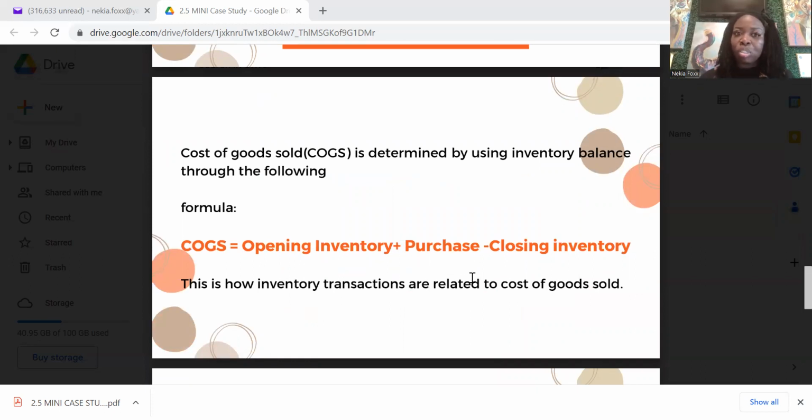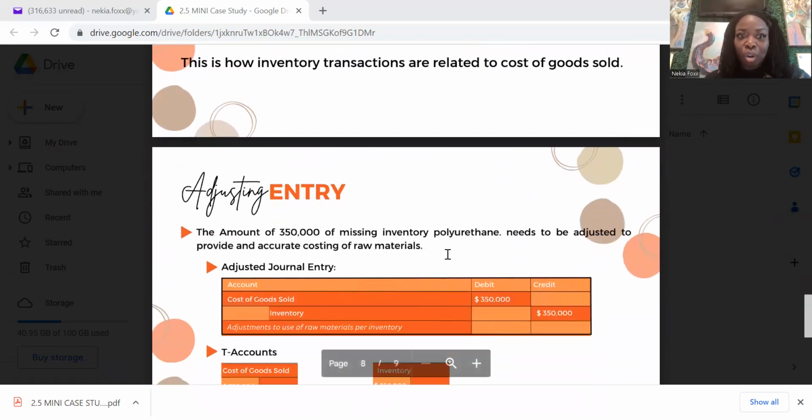Cost of goods sold is recognized as COGS, and it's determined by using the inventory balance through the following formula. COGS, which is cost of goods sold, equals opening inventory plus purchase items minus the closing inventory. That's the particular equation for this. And this is how the inventory transactions are related to the cost of goods sold.